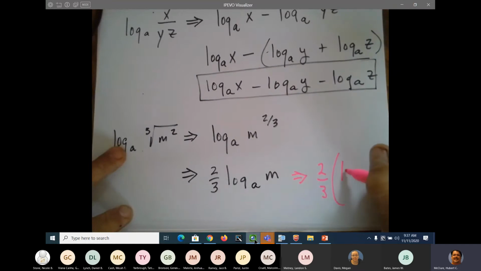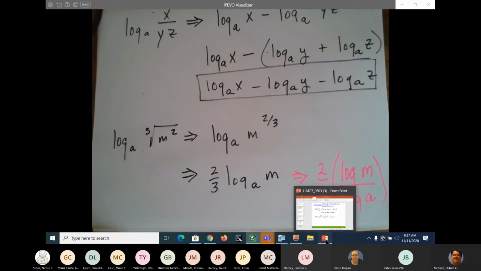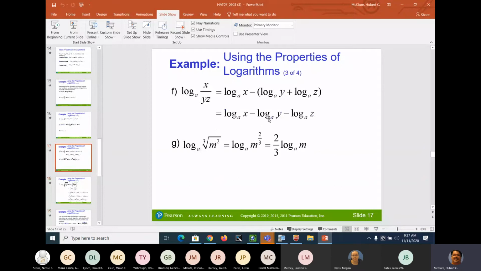Okay, log of m over log of a. That would be using the change base formula. Okay, so let's look and see what they got. Log of x minus log of y minus log of z, and 2/3 log of m over log of a.